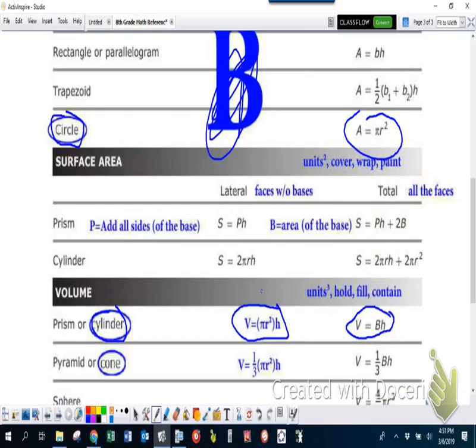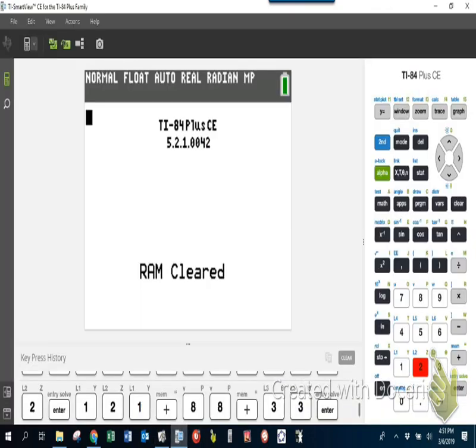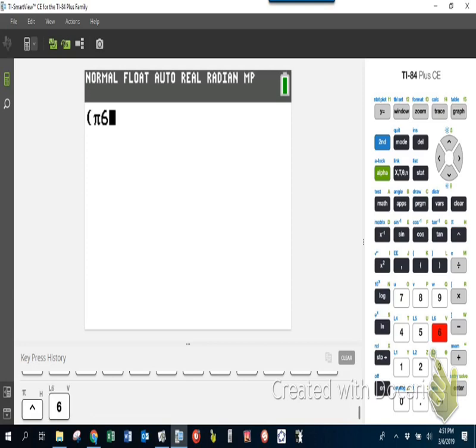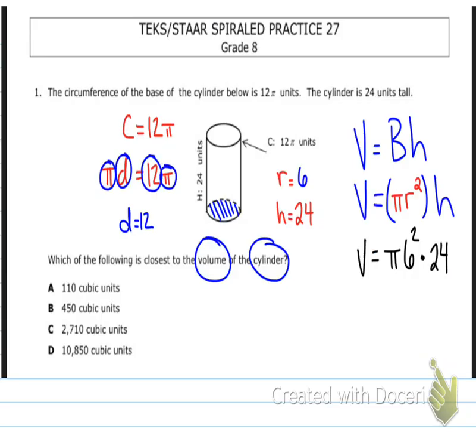So what's pi 6 squared? Let's go to our calculator. I like to use parentheses for this part. So what's pi 6 squared times the height of 24? And I get this as my answer. So my answer should be something along the lines of 2714.3 units cubed, or like the answer choices say, cubic units. And then which is closest to that? Well, the answer is C.